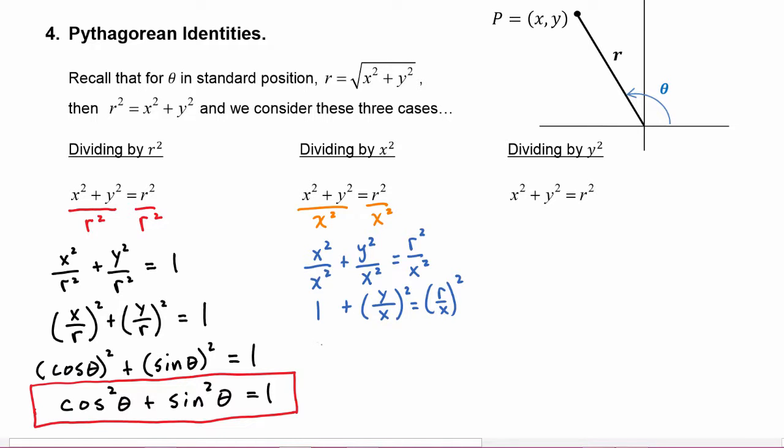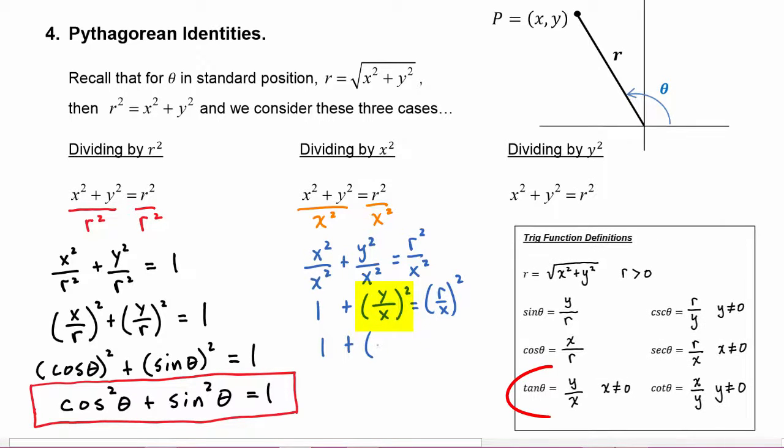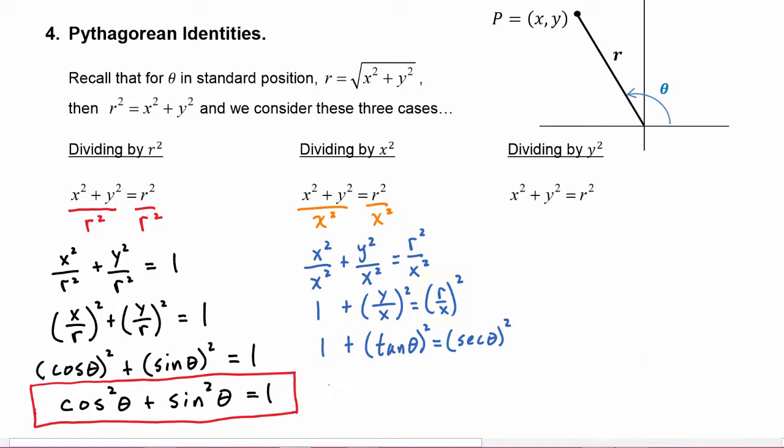And we see we're going to end up with 1 plus y over x, which is tangent of theta, quantity squared. R over x is secant theta, and that quantity is being squared. So we can write that as 1 plus tangent squared of theta is equal to secant squared of theta. And that is the second of the Pythagorean identities.